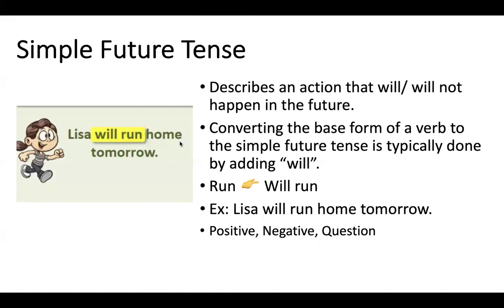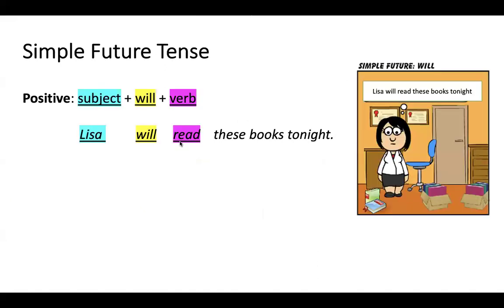The simple future tense has three major components: positive, negative, and question, and we will get into those in the next slide. I want you all to meet Lisa. This is Lisa. Lisa will help us learn the three different forms of the simple future tense. As we practice, we will be referring to Lisa as we go through the practice activities and start transforming new sentences.